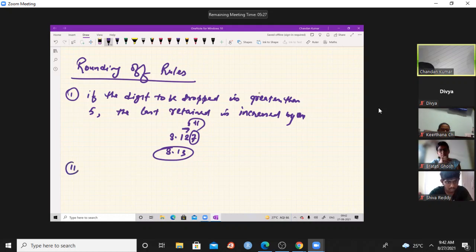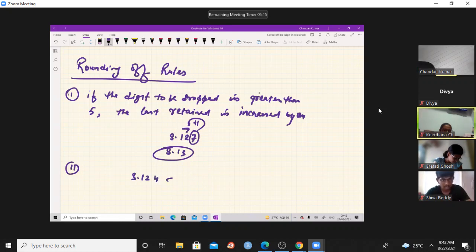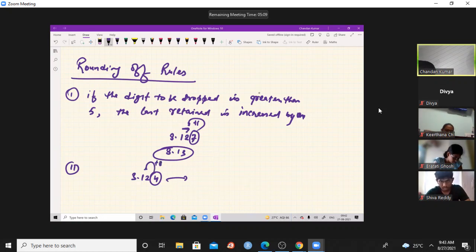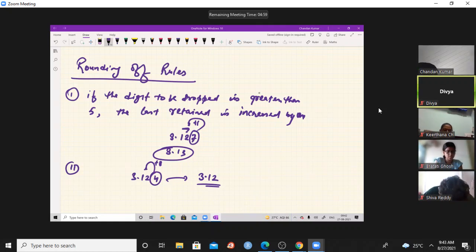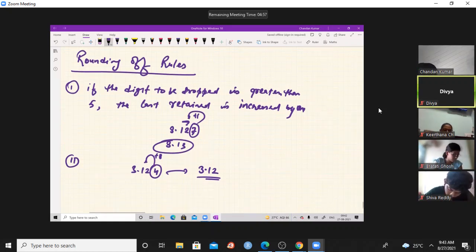What is the second rule? If it is less than that, then the last retained number will be left alone. Can you write by yourself? So suppose 3.124 was there. If we are dropping this 4, the retained digit stays the same, so it will become 3.12 only. Write the second rule by yourself.